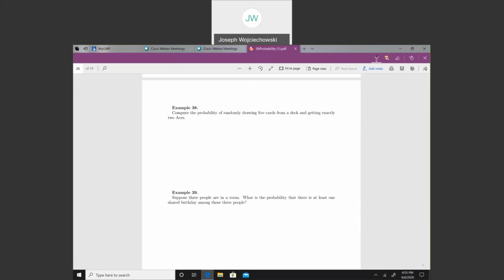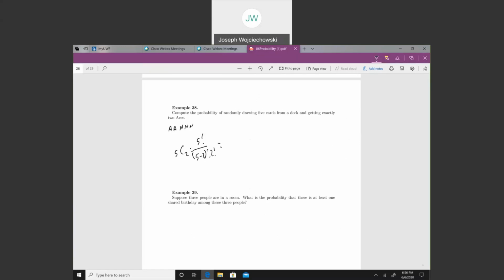Compute the probability of randomly drawing 5 cards from a deck and getting exactly 2 aces. This is done the same way. We could have ace, ace. So let's do it this way: 5 cards and we want to choose 2 of them. That's 5 factorial over (5 minus 2) factorial times 2 factorial.